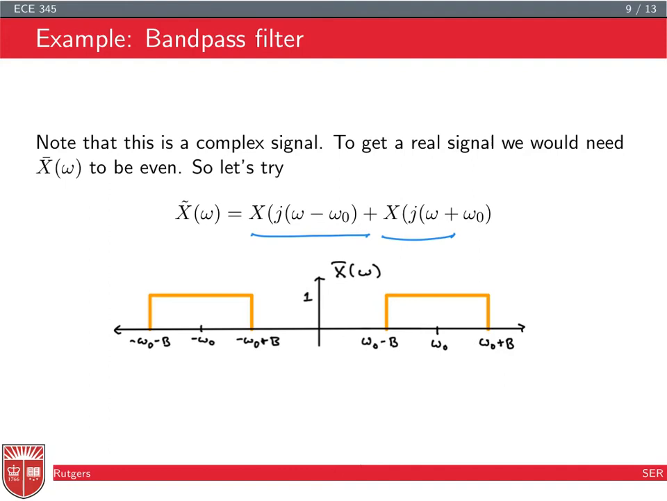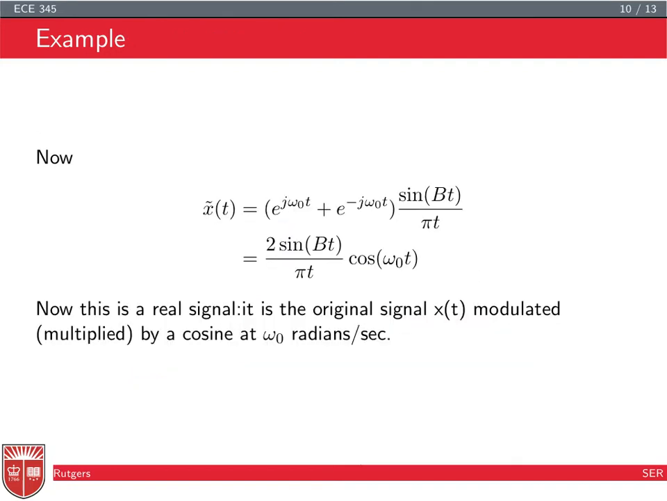So in the frequency domain, I get these two parts. If you remember the properties of real signals, they are conjugate symmetric, and this is what's happening here: I'm making it symmetric. By doing so, you get the impulse response of the bandpass filter, which is equal to 2 sin(bt) divided by pi t, times cosine omega 0 t.